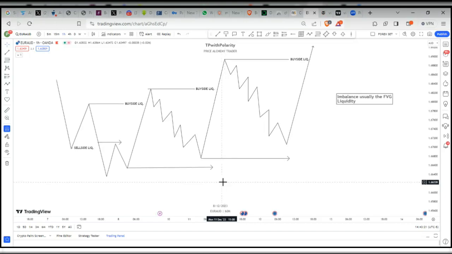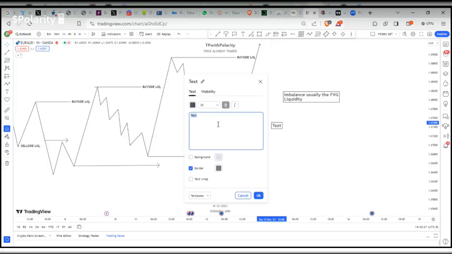Now, this is how we leverage on it using the price alchemy model. First thing you have to do is understand the trend. One: is the market trading from the buy side liquidity or from the sell side liquidity? Are we in an uptrend or a downtrend? Now you need to discover that. After that, you need to know which liquidity gets taken.